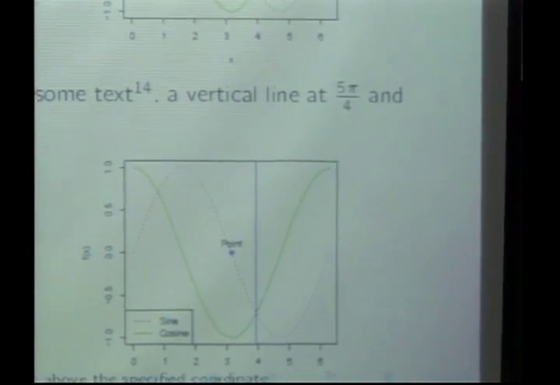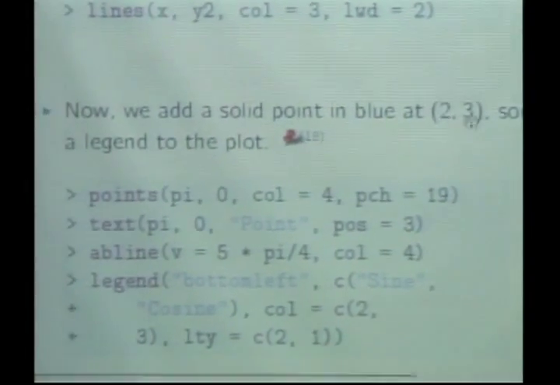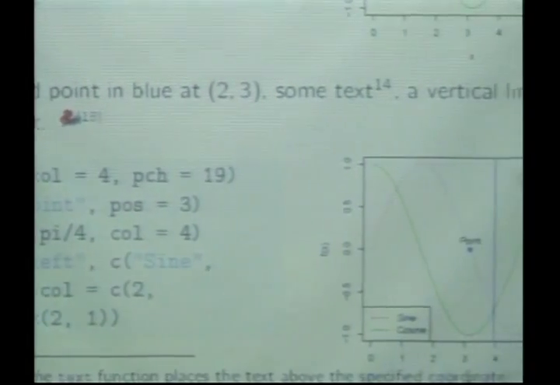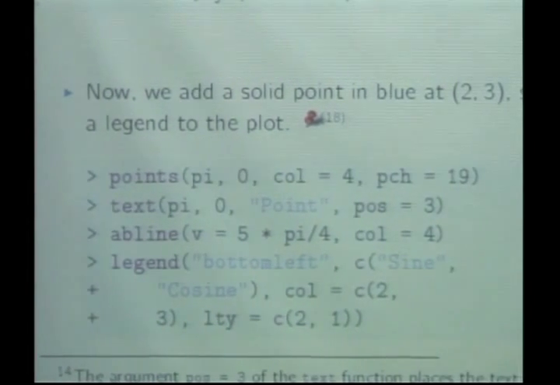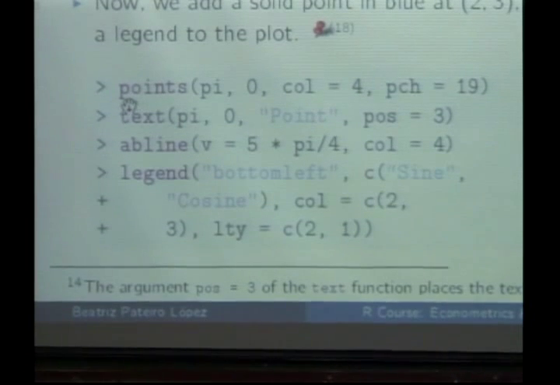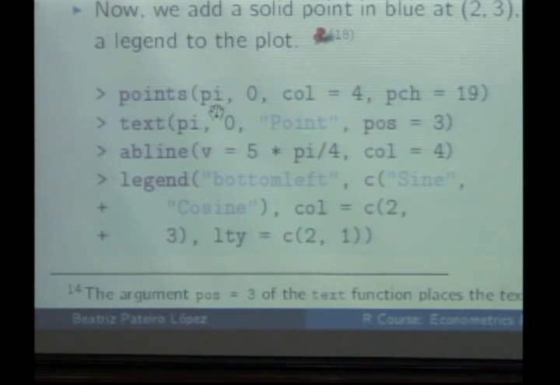And in this case, now I want to add a point in blue at this position, some text, a line vertically at this point, and a legend to the plot. So I created this, and now I add a point with the function points in P0, in color blue, and this is the kind of point that I want to represent, pch. By default, it's an open point. If you want a solid point, for instance, this is the number that you want to choose, but you can try different numbers to see different kinds of points.